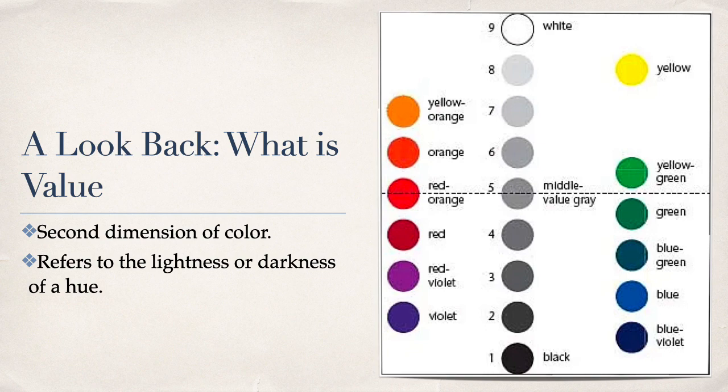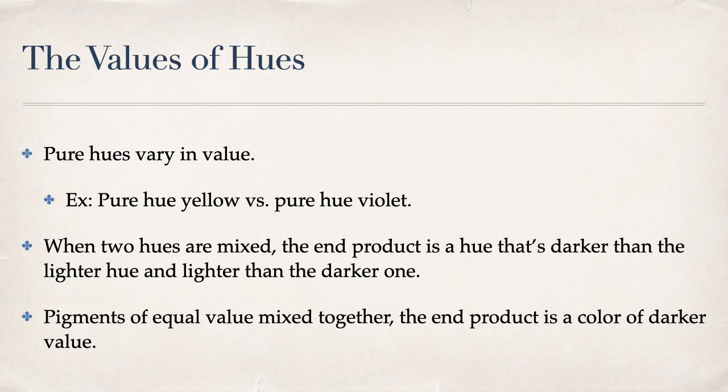A hue can be changed by adding black or white, which results in a tint. The value of hues: pure hues vary in value. A pure hue is one in which there is no black or white present. An example of that would be a pure hue yellow or a pure hue violet. There's no white or black that has been added into those hues.